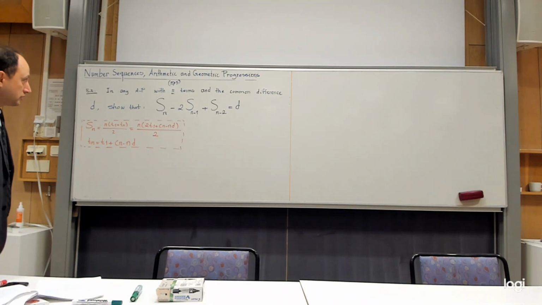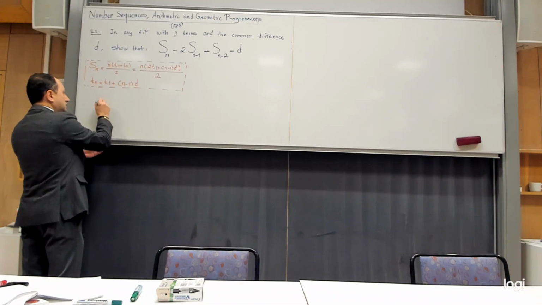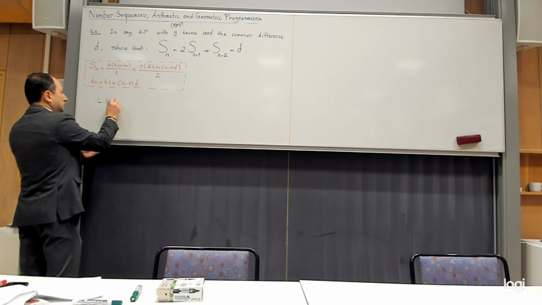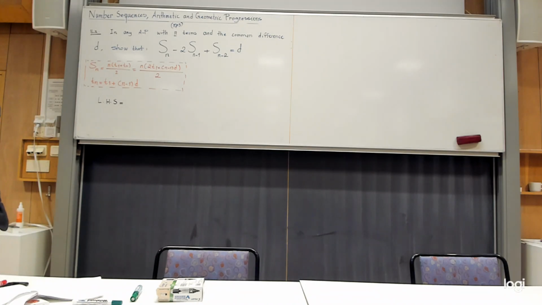So here I want to start from the left-hand side, apparently, and I want to reach the right-hand side, yes? So do you have any idea? What should I do? For Sn, we have the formula exactly in front of you. And if you want to write S sub n minus 1, then what you're supposed to do is replace n with n minus 1 everywhere, yes? And the same thing for S sub n minus 2.